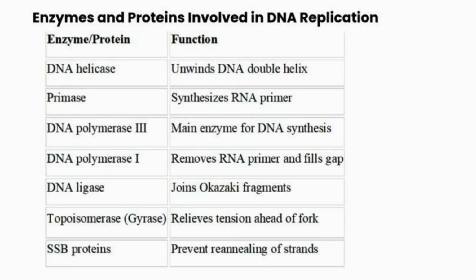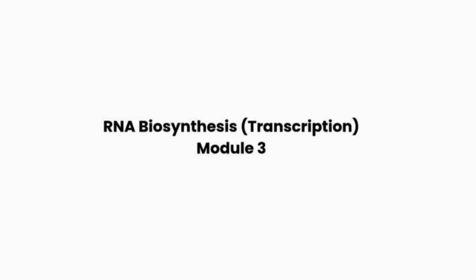Enzymes and proteins involved in DNA replication. DNA helicase: unwinds the DNA double helix. Primase: synthesizes RNA primer. DNA polymerase III: main enzyme for DNA synthesis. DNA polymerase I: removes RNA primer and fills the gap. DNA ligase: joins Okazaki fragments. Topoisomerase (gyrase): relieves tension ahead of the fork. SSB proteins: prevent reannealing of strands.